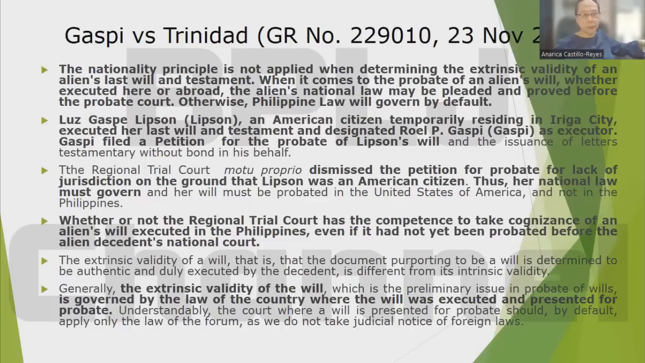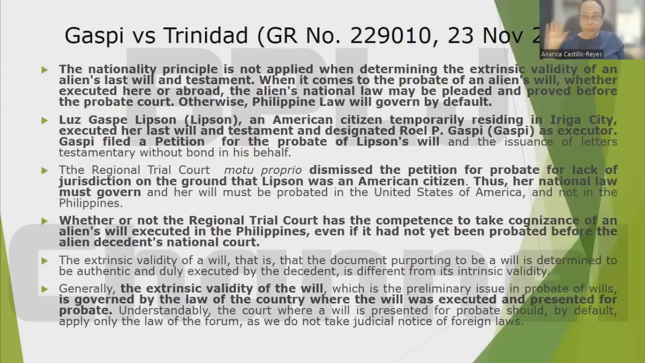Okay, the case of Gaspi versus Trinidad. Okay. The nationality principle is not applied when determining the extrinsic validity of an alien's last will and testament. Remember, to what laws does the nationality principle apply? They apply to laws relating to family rights, status, condition, legal capacity of persons. With respect to those laws, it is the law of your nationality that governs.